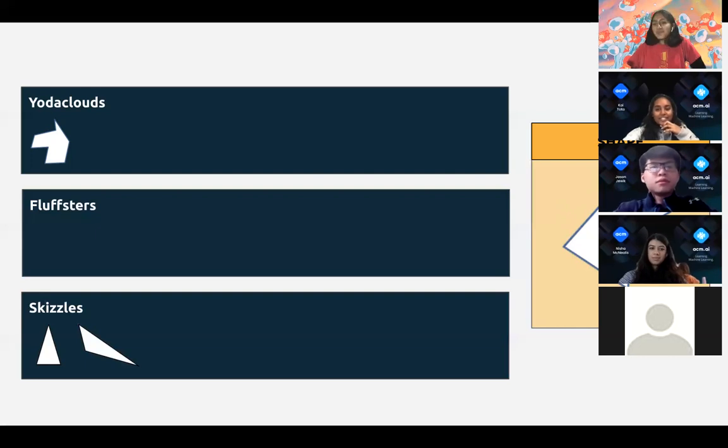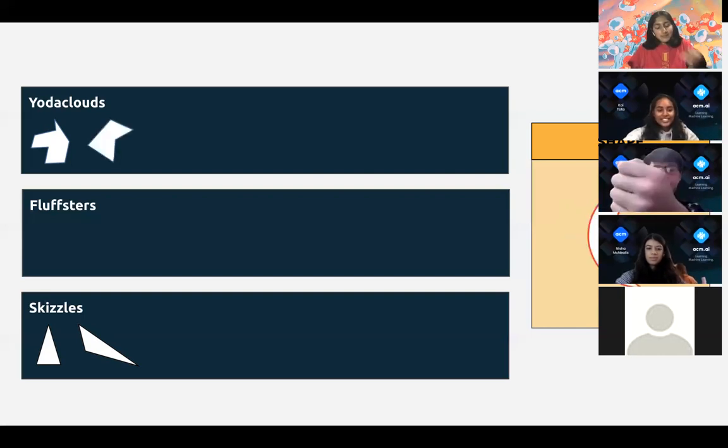Okay, so next, this one. All right, fluffster, just because we haven't seen one, that's a good guess, but I will tell you it is a Yoda cloud. How about this one? Okay, yeah, you can see that it's very different from the other two. So you guys are guessing fluffster. Good job. It is a fluffster.